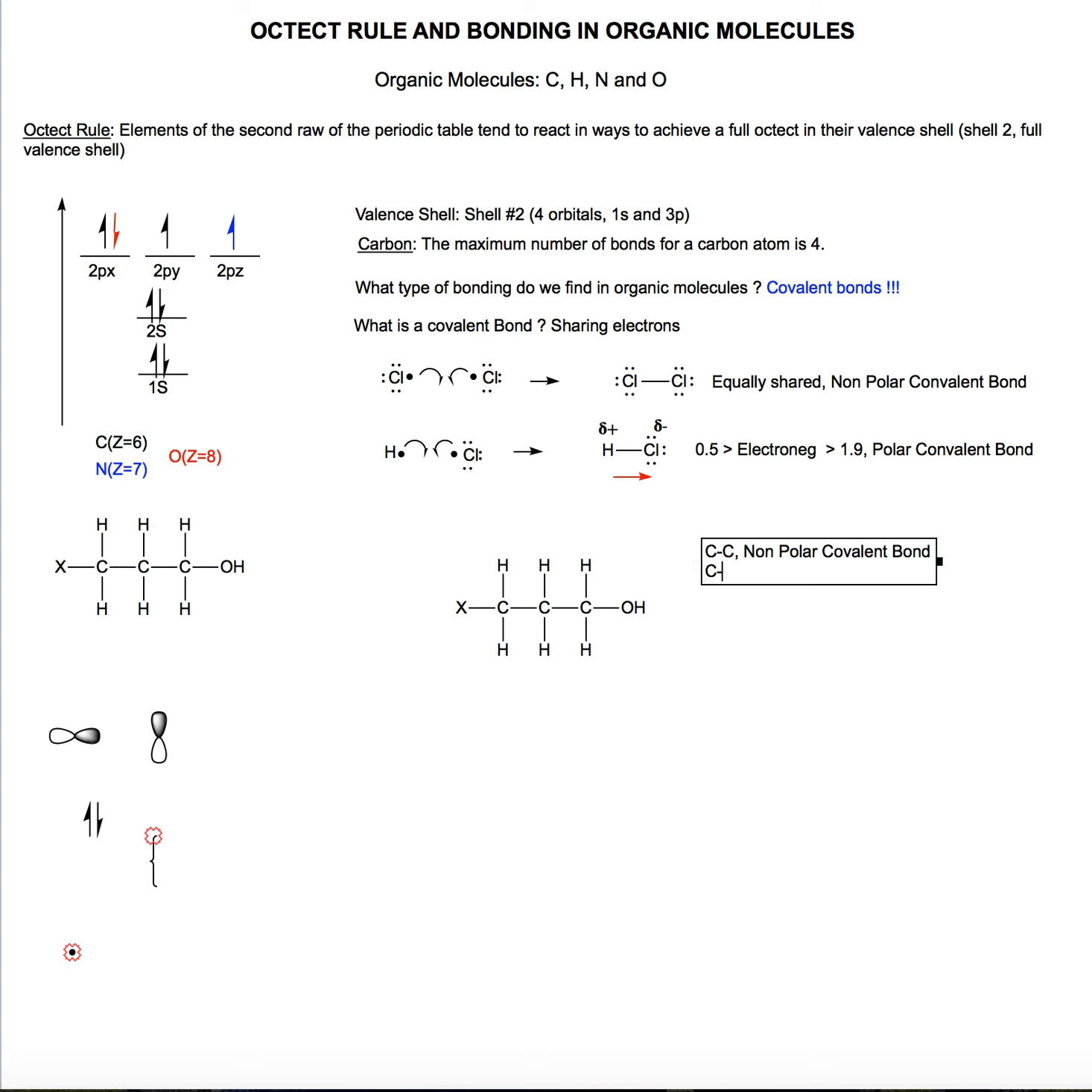The carbon-hydrogen bonds, if you look at the electronegativity of carbon and that of the hydrogen, you'll see the difference in electronegativity is very tiny, around 0.4. Therefore, they have very similar electronegativity. Carbon and hydrogen form nonpolar covalent bonds.